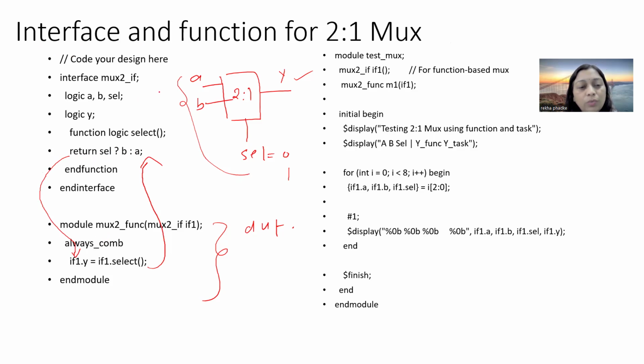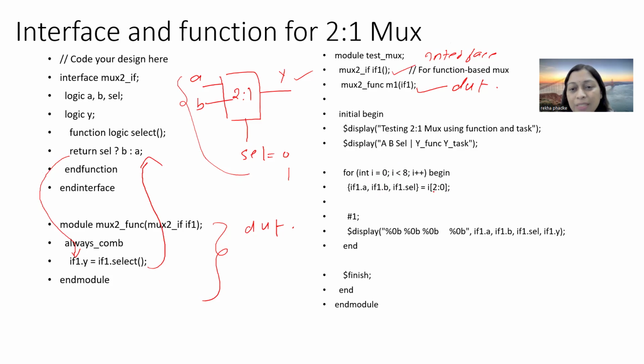Now, in order to invoke this DUT and the interface, we have to write a test bench. The name of the test bench which I've mentioned here is test_mux. So I'll be invoking the interface as well as the DUT. This is my interface, which is a function-based interface, and this is my DUT, right? So what are the different test cases I'm giving? I'm giving 8 different test cases here. This is with the for loop, and then A, B, sel, which are bundled in the interface, are assigned the value of i, which is 2 down to 0.